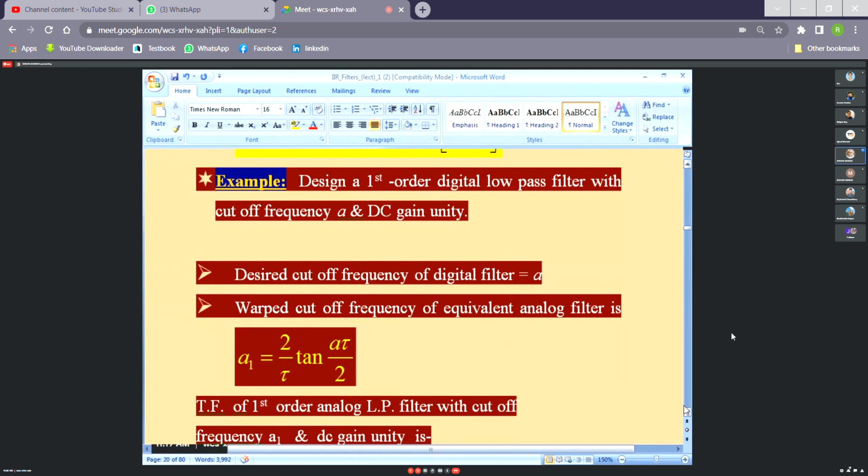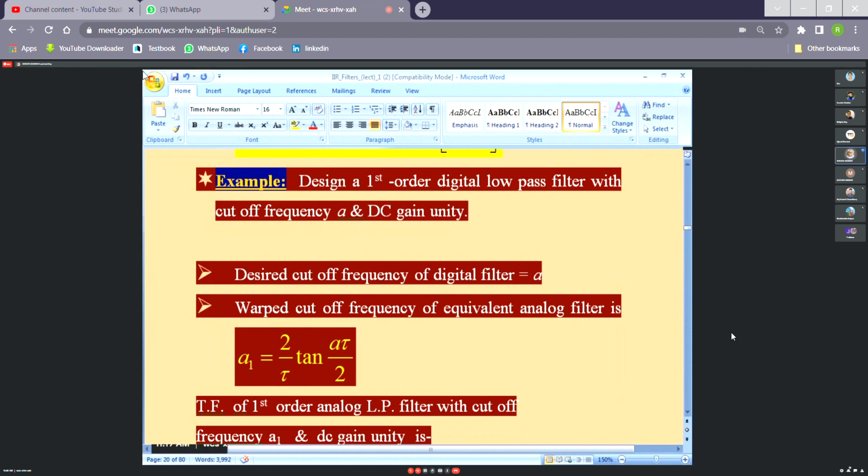Remember that in any filter design problem, if the DC gain is not specified, you have to consider it as 0 dB or 1. For a high pass filter, if nothing is mentioned about the high frequency gain, you have to consider it as 1 or 0 dB. Anyway, so here the DC gain is given as 1. So here the desired cutoff frequency of the digital filter is a radians per second.